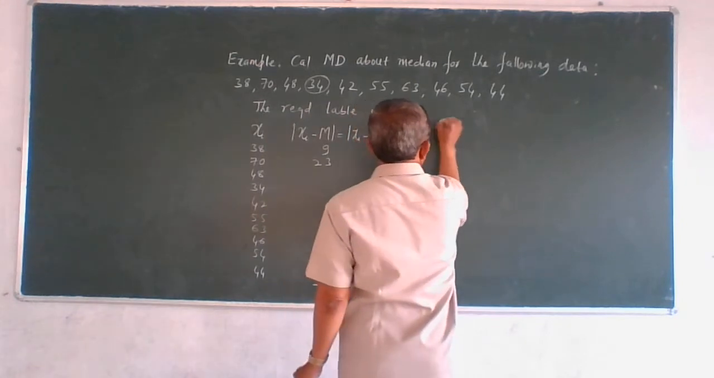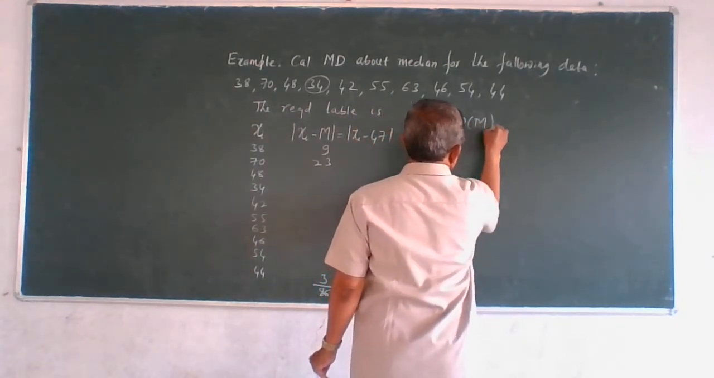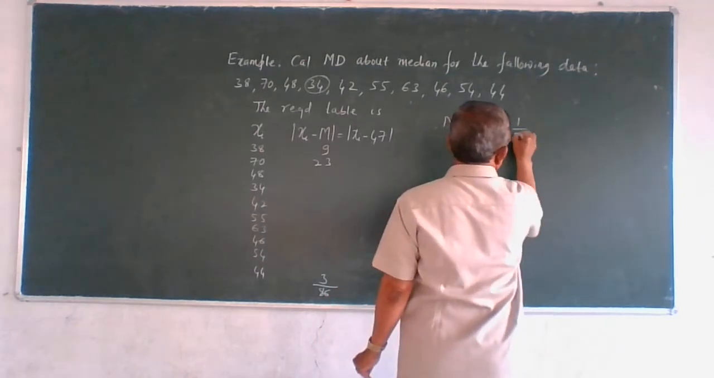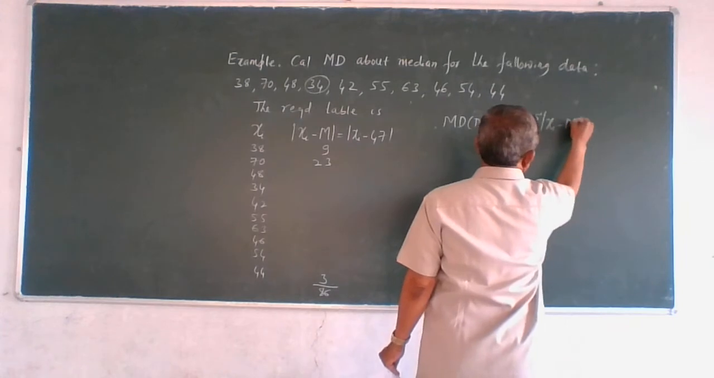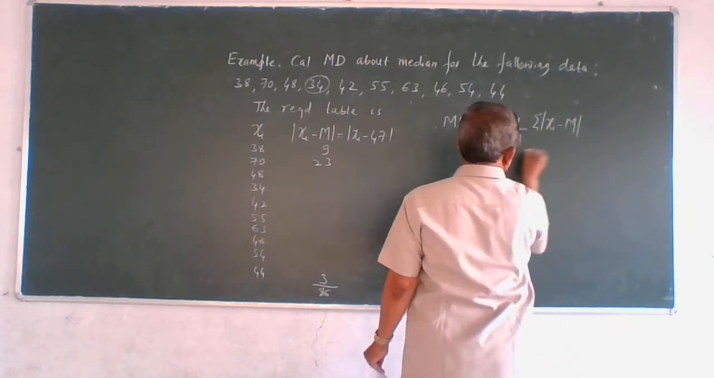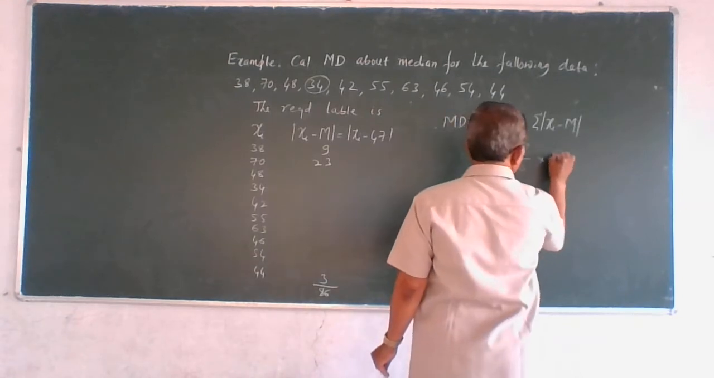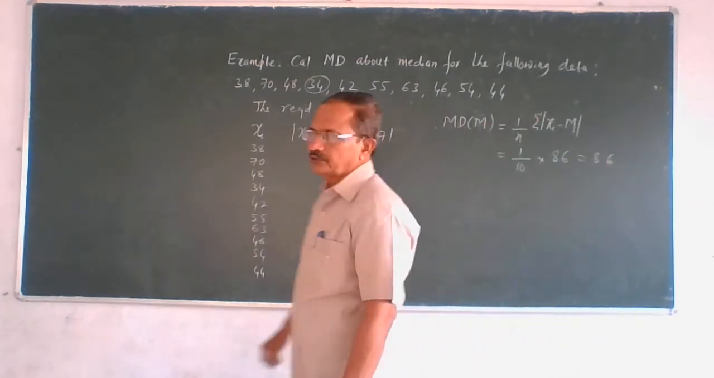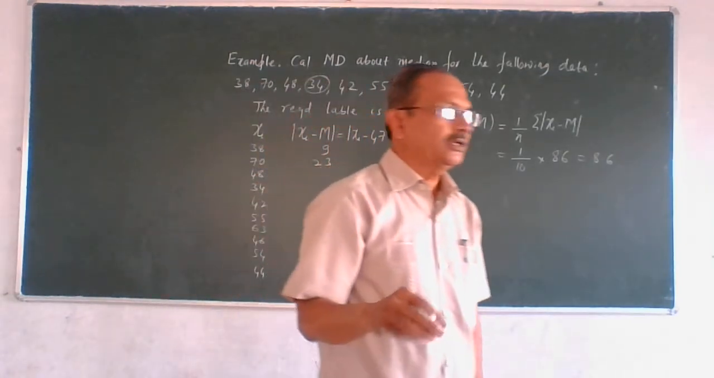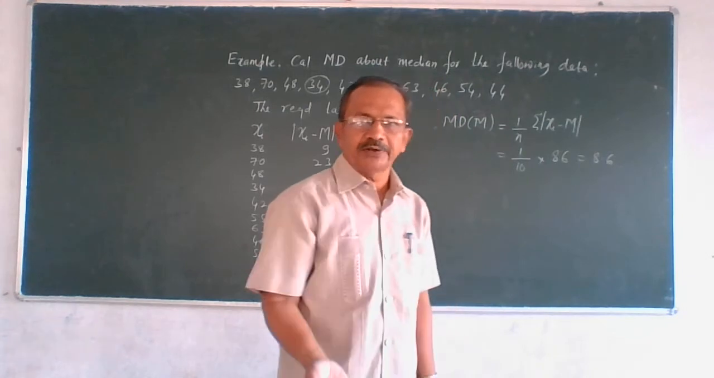So, therefore, mean deviation about median is equal to 1 by n summation modulus of xi minus M. How much is n? n is 10, so 1 by 10. Total is 86, so it is 8.6. This is how to calculate mean deviation about median when the number of observations is even.